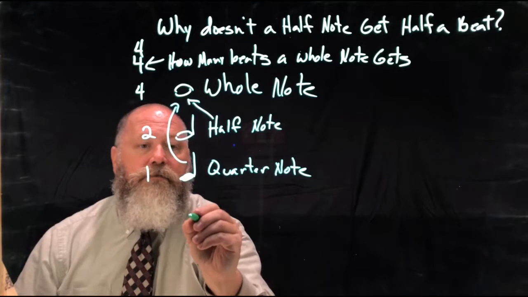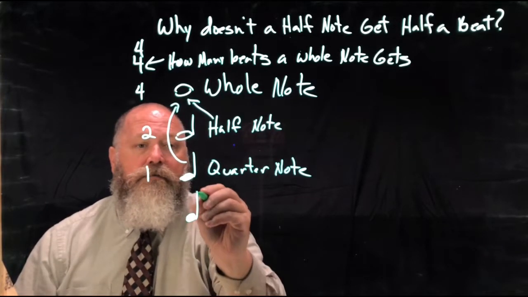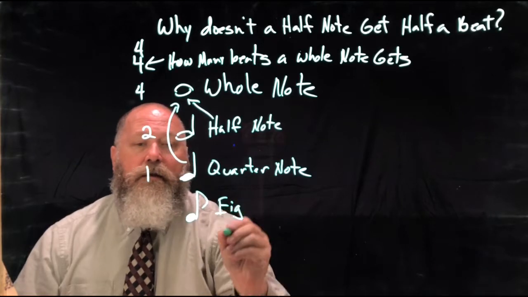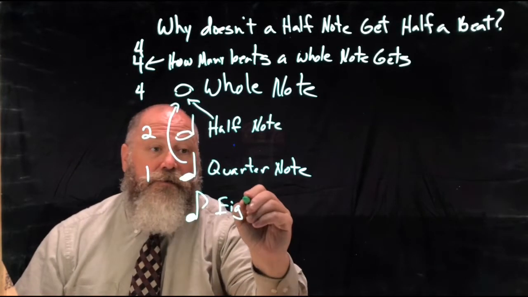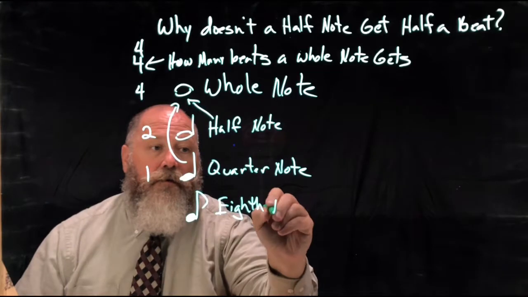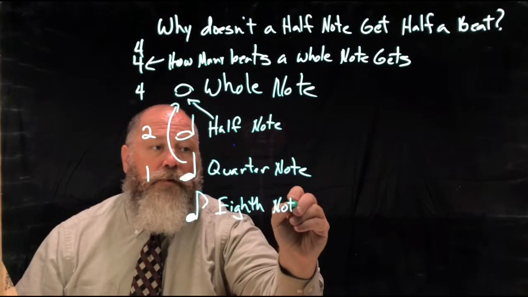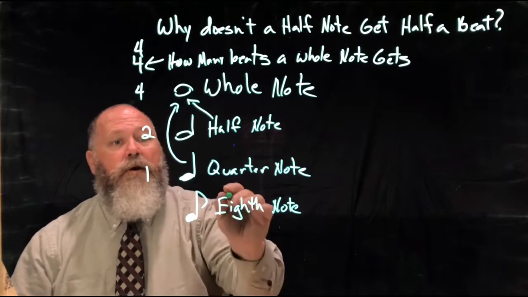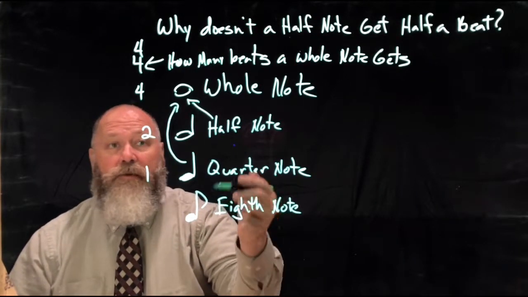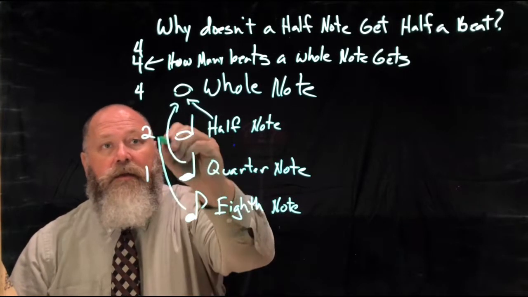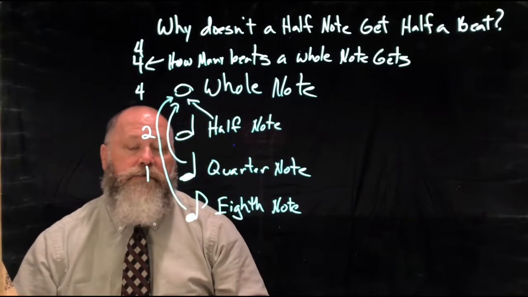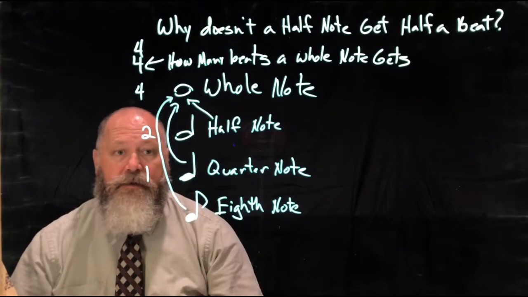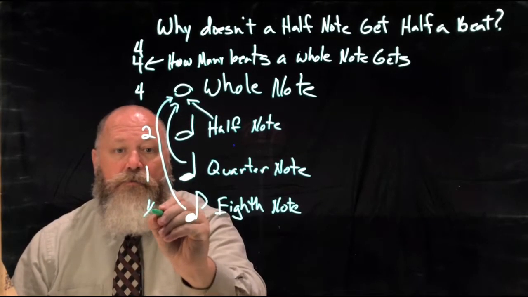The next kind of note is an eighth note. Now remember, an eighth note can have a flag like this one, or it can be a group of them beamed together with a single beam. So an eighth note, because it's called an eighth note, gets 1/8 of that whole note. So if we take that 4 and divide it by 8, we get that an eighth note is worth 1/2 of a beat.